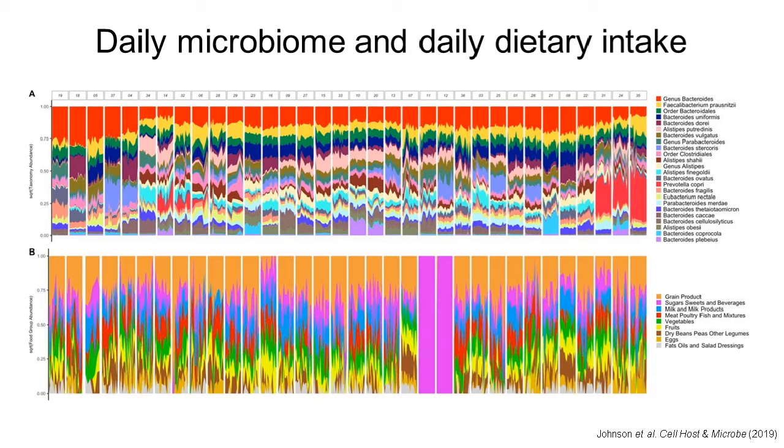And then, of course, because we're interested in diet, we also collected diet from the entire study, and that's what I'm showing on the bottom row here. Again, you can see the diet varying from day to day. And just by staring at this, you can already glean some interesting information. One of the things you can see is that diet is actually more variable from day to day than the microbiome.